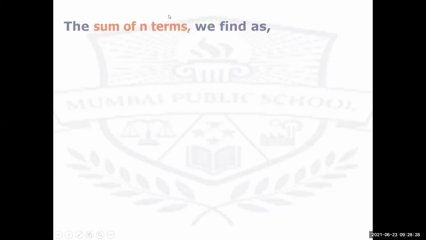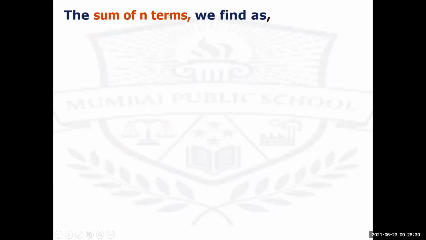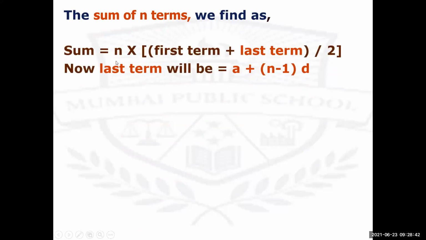Now we look at the other example. The sum of n terms. There is one more formula which you have to go through. The sum equals n into, check, the first term plus the last term. You have to add the first term and the last term, and you're going to divide that by 2.